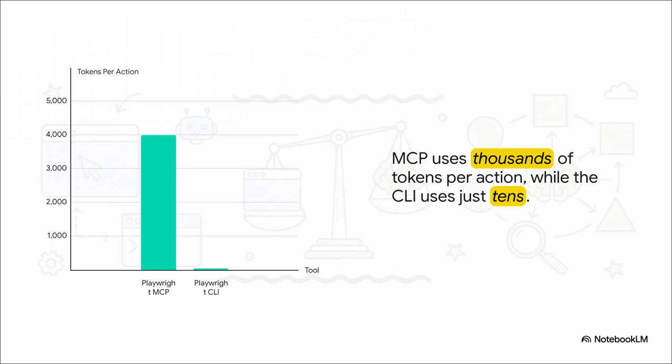For every single action, MCP is burning through thousands of tokens. The CLI, just tens of tokens. This isn't some small optimization, you guys. This is an absolutely massive difference that determines if your agent can do a 3-step task or a 30-step one.